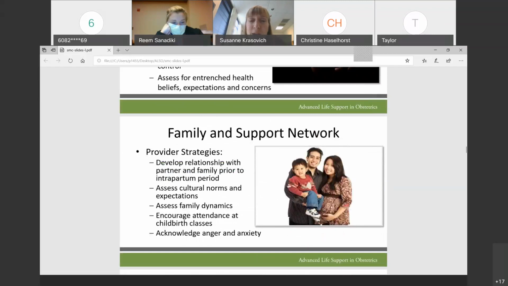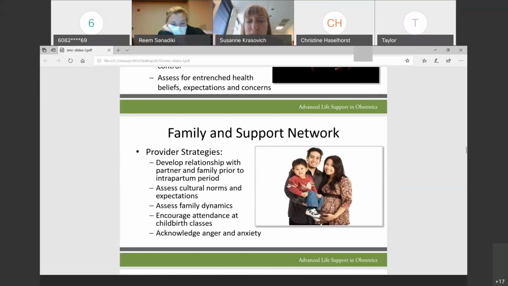If we're talking about the family and the support network, it helps to develop a relationship with the partner and the family prior to the time that you're in the hospital, if you can. It also helps to have an idea of what their cultural norms and expectations are, and if any of those might be part of what you need to take into account in your communication.